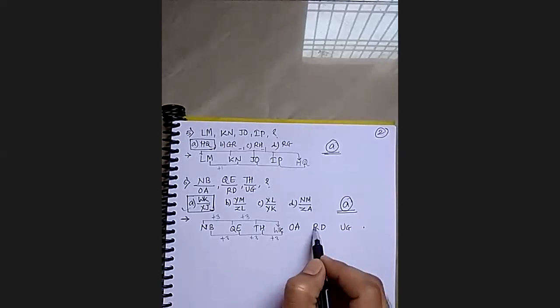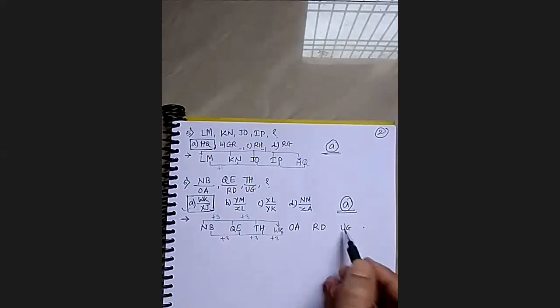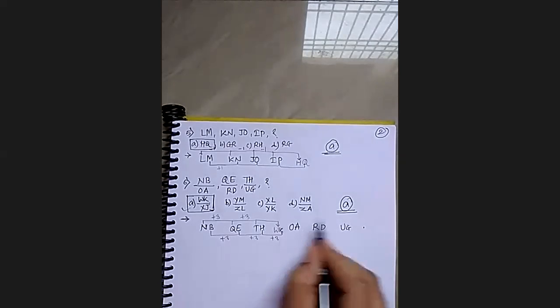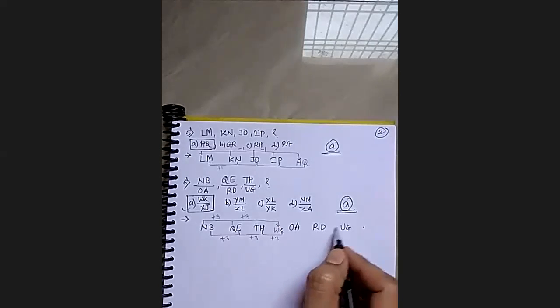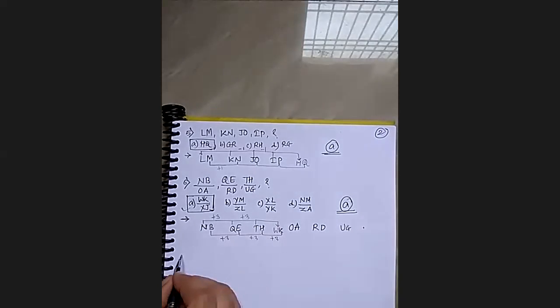So O and R. What is the difference between O and R? Again, O plus 3 will give R. R plus 3 will give you U. Right. So here again plus 3. Likewise here A plus 3 is your, let's say, G. Likewise, right. So you can get the answer for the denominator as well.